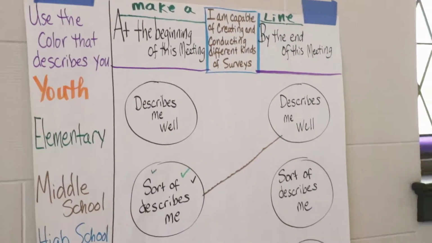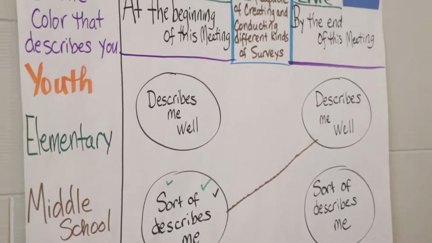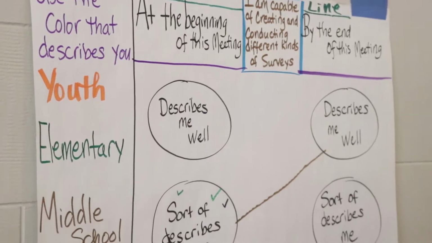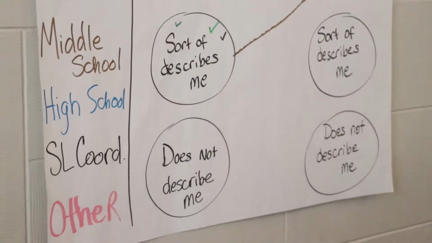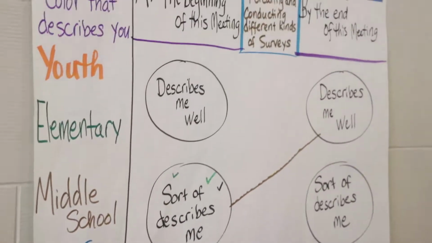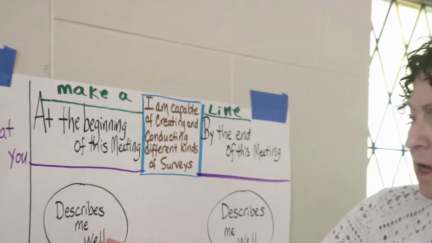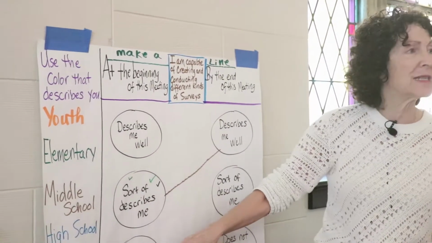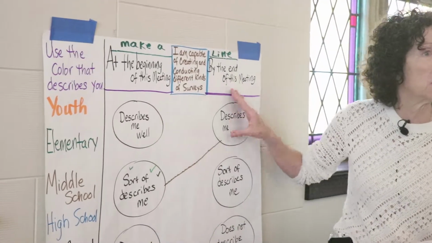Now against the back wall there, you're going to see a different survey. It's a before and after. On your paper, the example says, I reduced, reused, and recycled. At the beginning of the school year, I did it, and then afterwards I did or didn't do it. So you get: describes me well, sort of describes me, does not describe me. You see how this works?